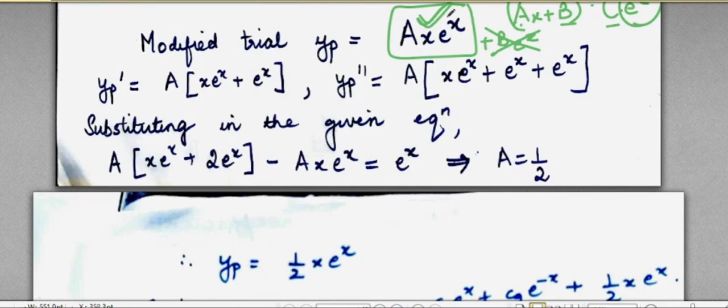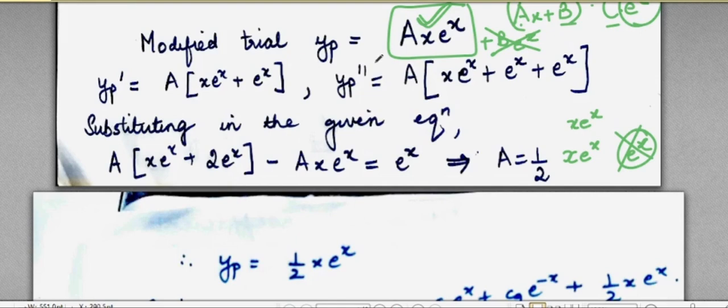I also told you that you have to consider the terms arising out of differentiation of your modified trial yp also. Now when you differentiate x e to power x type term, product rule will be applied. So you'll have an x e to power x term or an e to power x term again. But e to power x kind of term is already there in yc. So you do not get any new terms when you differentiate this expression also.